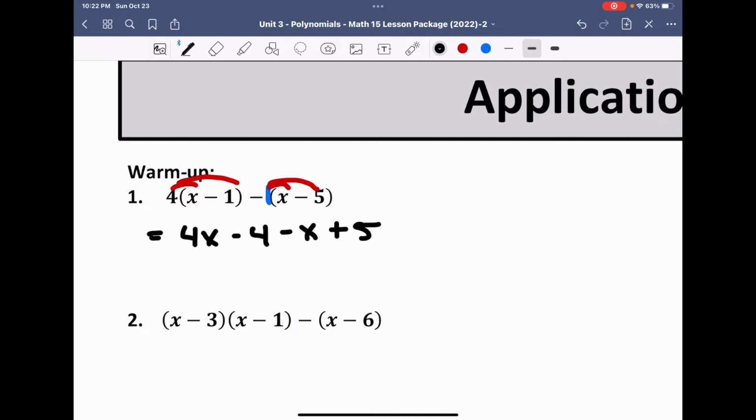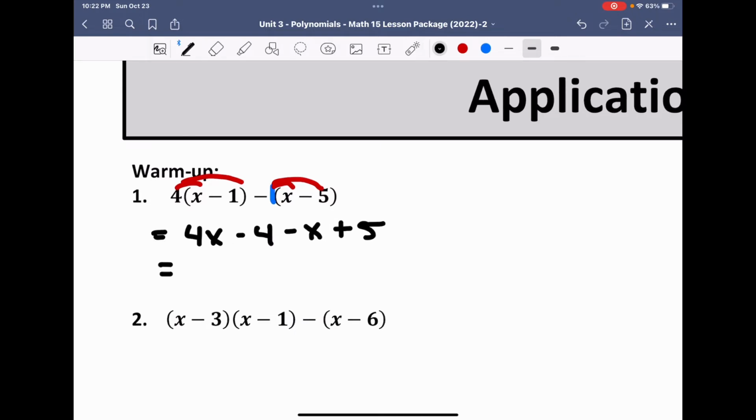Now, I can combine like terms here, and I would say I have a 4x and a negative 1x, that equals 3x. And a negative 4 plus 5 is a plus 1. There's our simplified solution. We can't combine any more terms here.